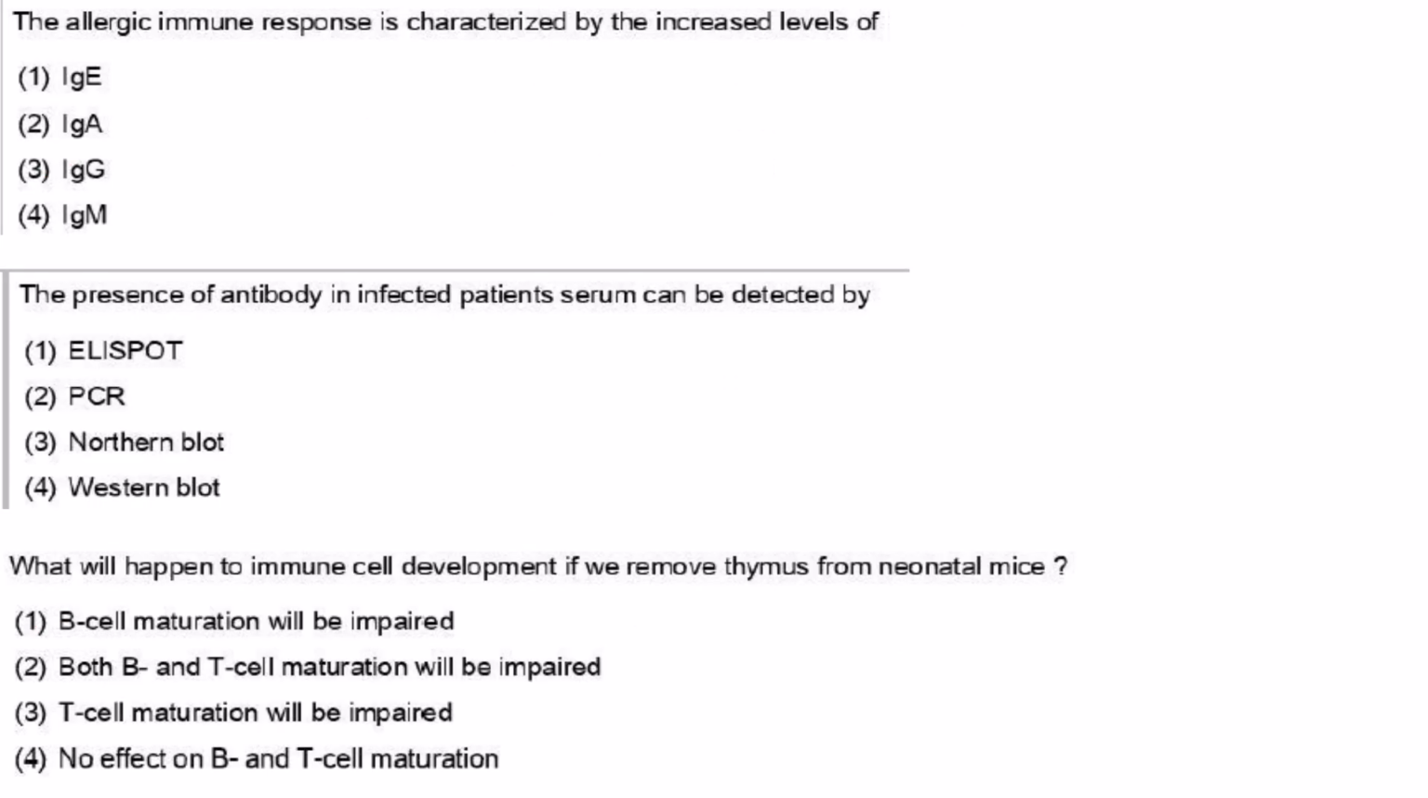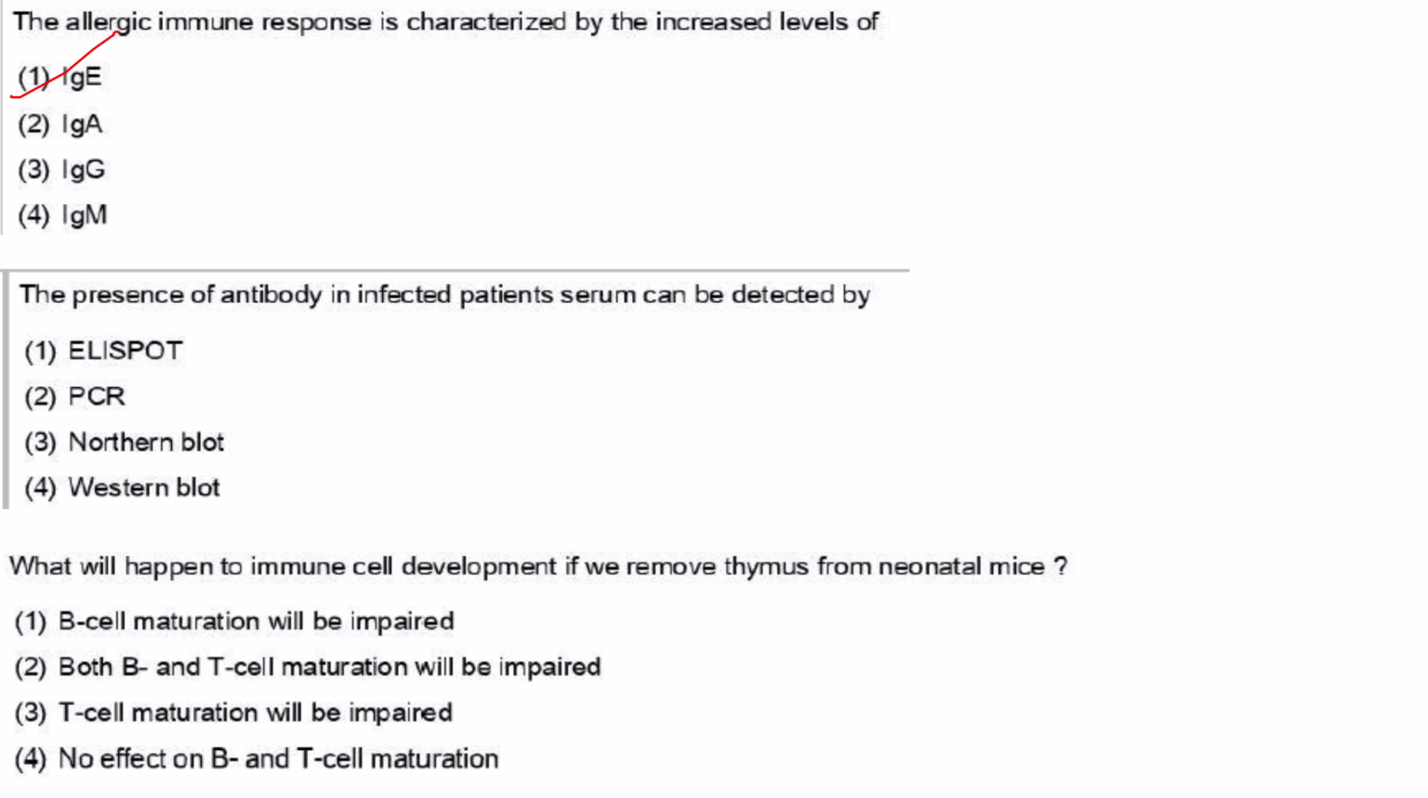The allergic immune response is characterized by the increased level of... so it is IgE. In response to allergy, it is IgE that will be increased. Then IgA, it is involved in mucosal immunity. Then IgG, it is the abundant antibody and it is involved in various immune responses. IgM is the first antibody to be produced in response to an infection, that is, primary infection.